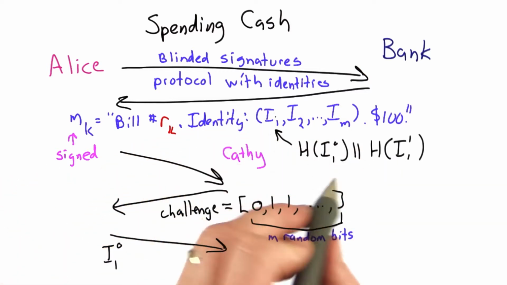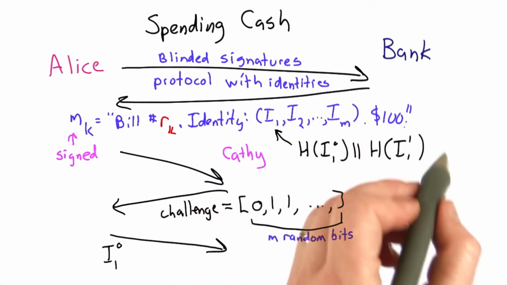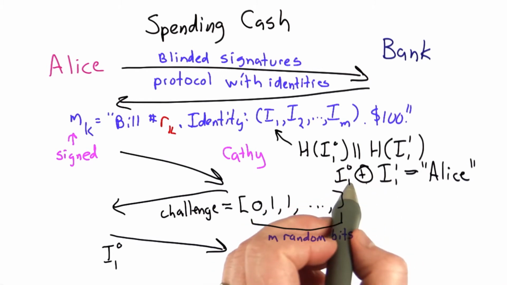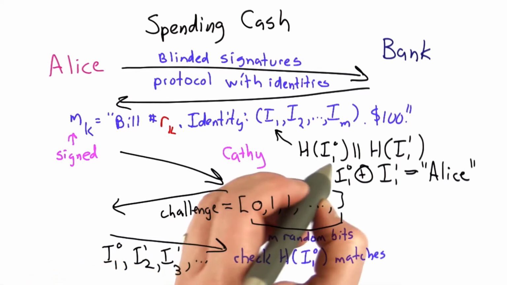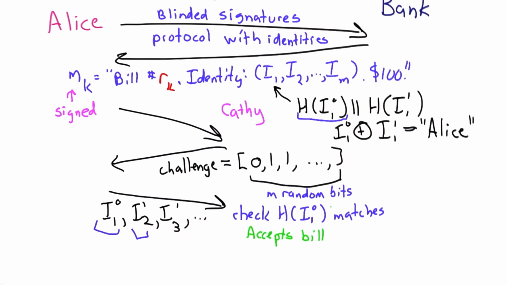And remember, identity 1 is the hash of the 0 part of identity 1 concatenated with the hash of the 1 part, where the property we need is that these two values XOR to Alice. If the challenge is 1, then she'll send the 1 part of the corresponding identity, and so on. So now Kathy can validate these hashes. She's going to check that this matches the value sent by Alice, and we'll do that for all the identities. If they all match, Kathy accepts the bill.